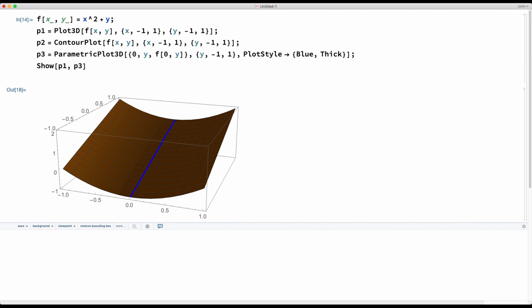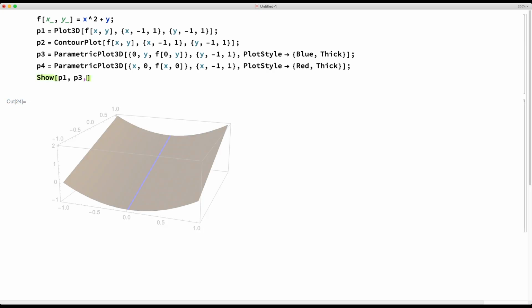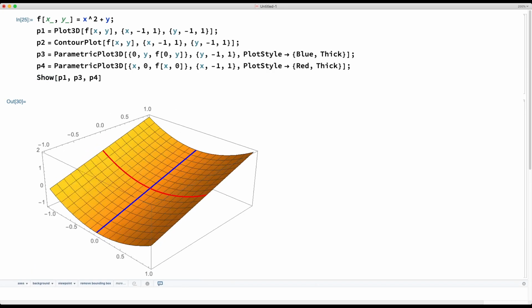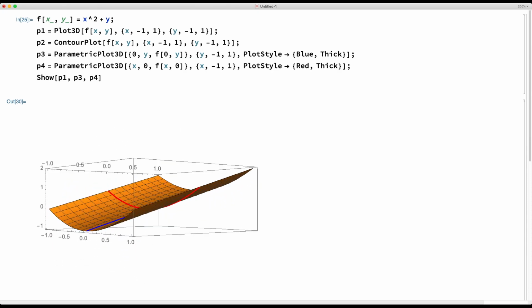Okay, so what I want to do then is the same thing, but instead of holding x constant at 0, I'm going to hold y constant at 0. And there's nothing special about 0. That's just the middle of my graph, so I'm using that as an example point. And I'm going to put this one in red instead of blue, and then I need to show P4. Okay, so I get the same thing. I get this red parabola there.